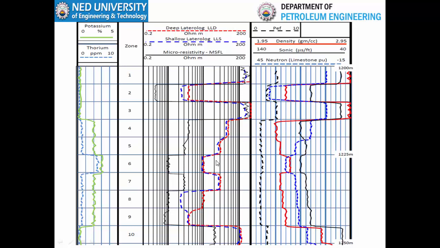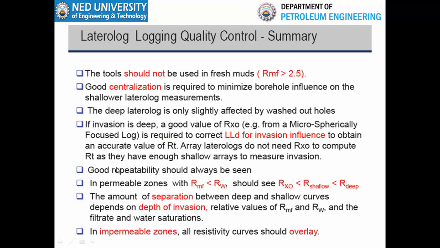So in deep invasion zone, the RT value basically needs to be corrected to get the true reading of the formation. Good repeatability should always be seen. In permeable zones where RMF is lower than RW, you should see this behavior: RXO, the flush zone resistivity, is lower as compared to your shallow zone resistivity and as compared to your deep zone resistivity.